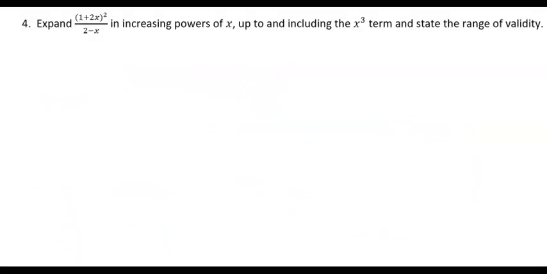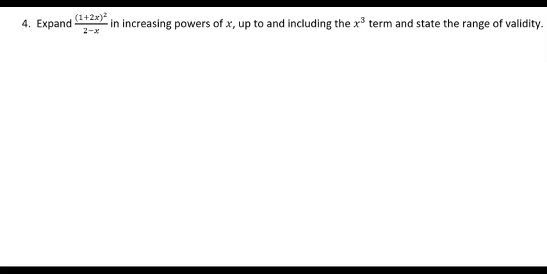Okay, this example says expand 1 plus 2x squared all over 2 minus x in increasing powers of x up to including the x cubed term, and state the range of validity. So we have to first have a wee look at this. It doesn't look like it's in the form that we're used to at all.